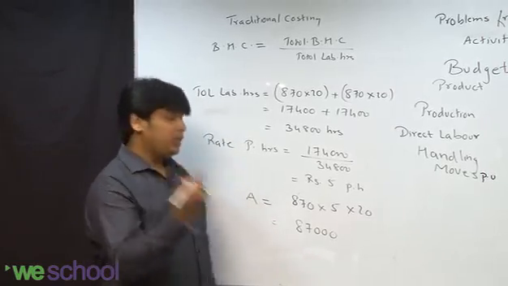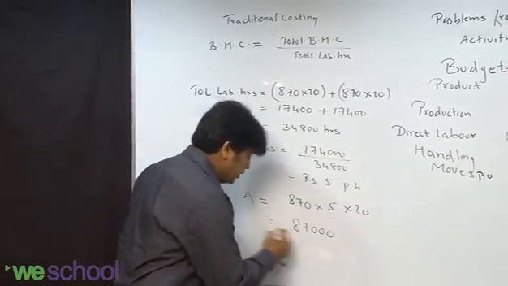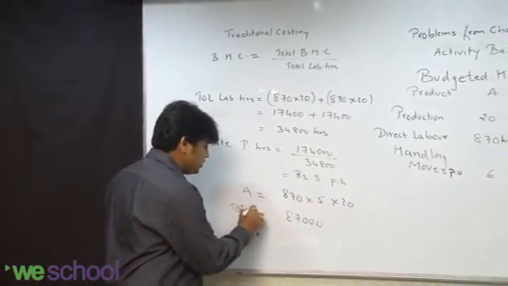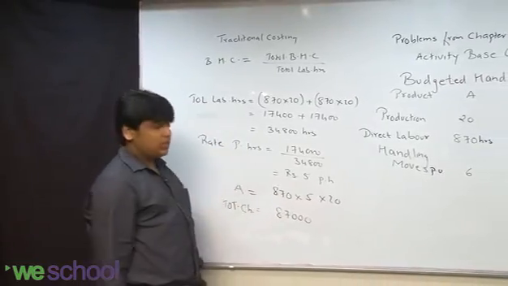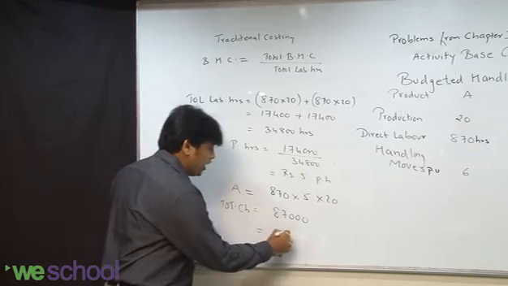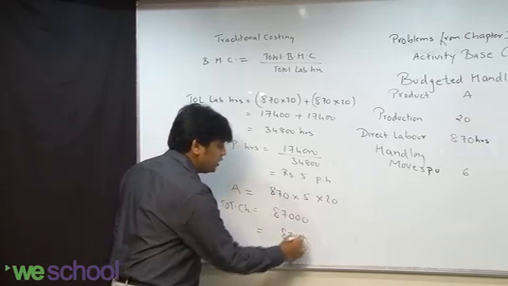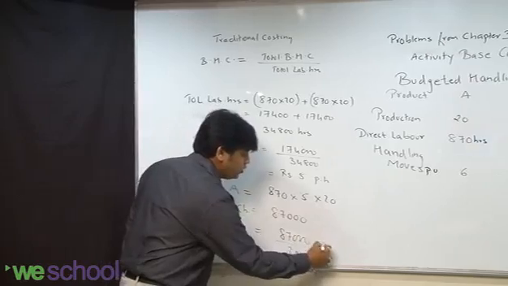I want per unit. So how many units have I produced? This is total charges. I have to find out per unit, so I will divide it by the number of units produced. That is by 20. That is your answer.